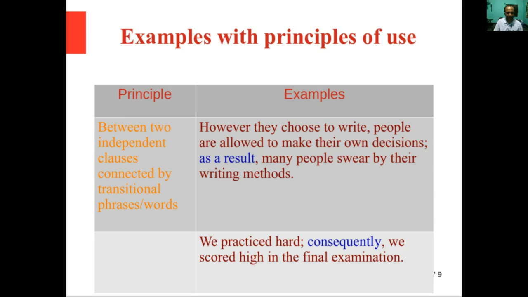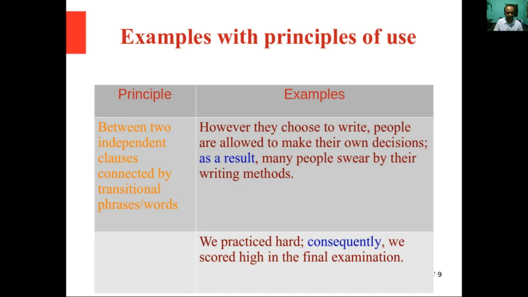We practiced hard, consequently we scored high in the final examination. So see, the first independent clause, we practiced hard, and the second independent clause, we scored high in the final examination. You see there is a transitional word which is consequently. So to mark that transition which is created by consequently, we need to use a semicolon before consequently. We practiced hard, semicolon, consequently we scored high in the final examination.